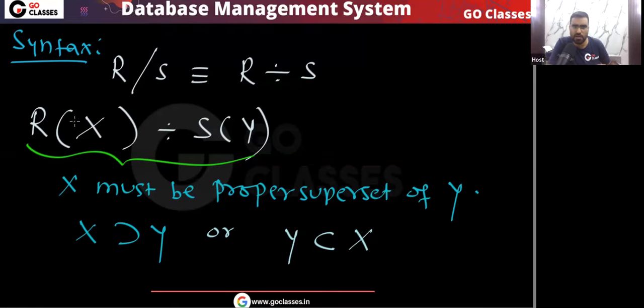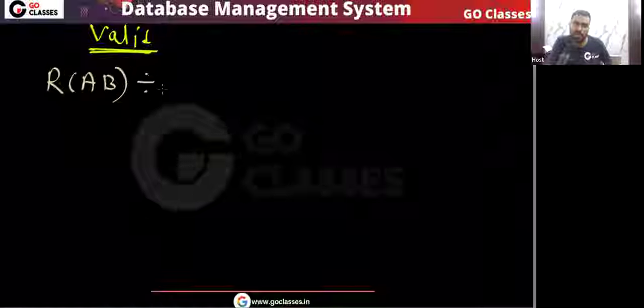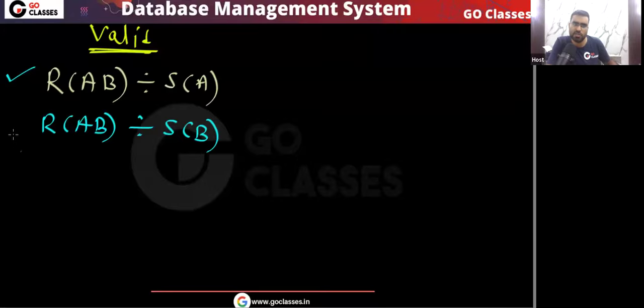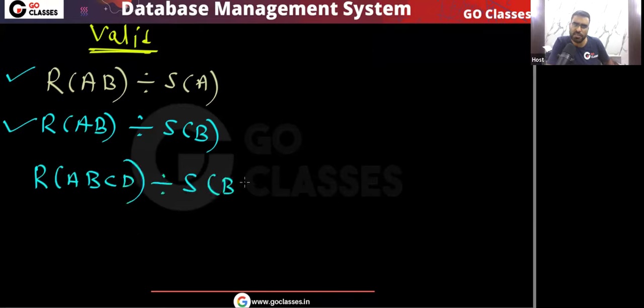The schema of R must be a proper superset of the schema of S. So remember what is valid. For example, R(A,B) divided by S(A) is valid. Yes or no? This is perfectly valid. R(A,B) divided by S(B) is also valid. R(A,B,C,D) divided by S(B,C) is also perfectly valid, no problem.